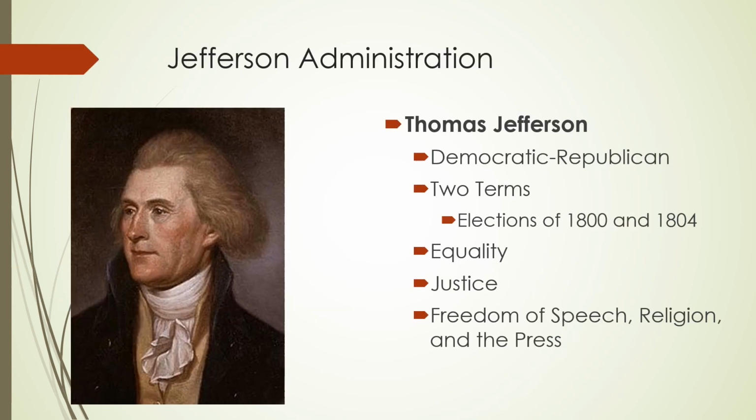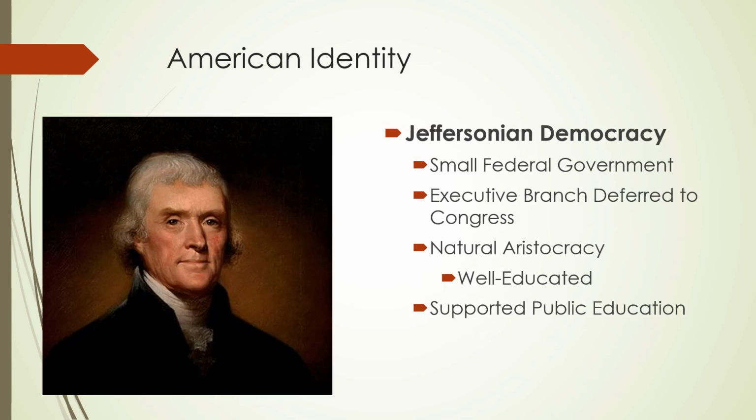Now, our first two videos from this section are going to focus on the presidency of Thomas Jefferson. Remember, Thomas Jefferson was elected in 1800. He will be a two-term president, so he'll be re-elected in 1804. He is a Democratic Republican. He's our first Democratic Republican president, and he will emphasize equality, justice, and freedom of speech, religion, and the press. Those are important things that he stressed during his administration.